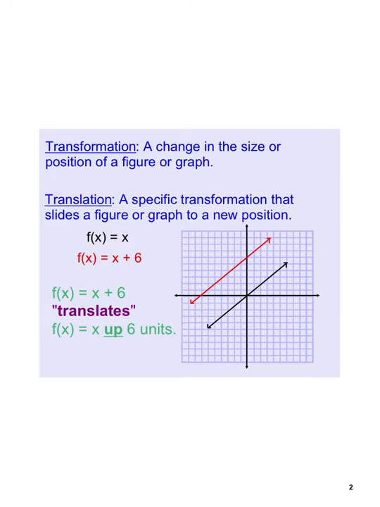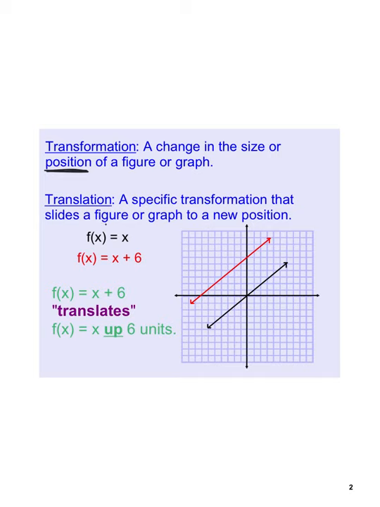So a transformation is a change in the size or position of a figure or graph. Again, here we're looking specifically at the position. We're not going to change the size yet in this lesson. And a translation is a type of transformation that just slides a graph. Again, it slides it up or down, left or right.